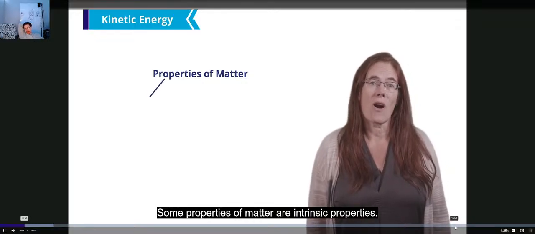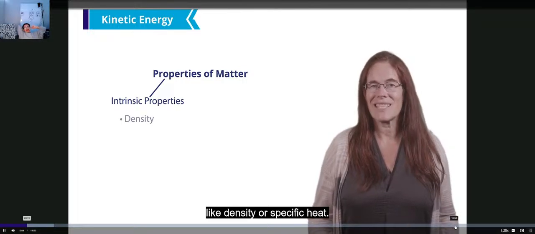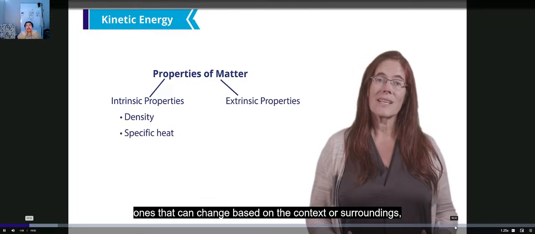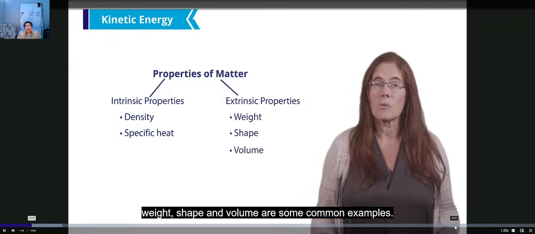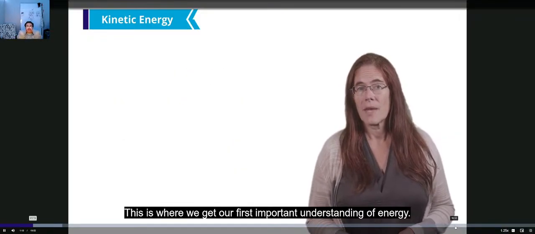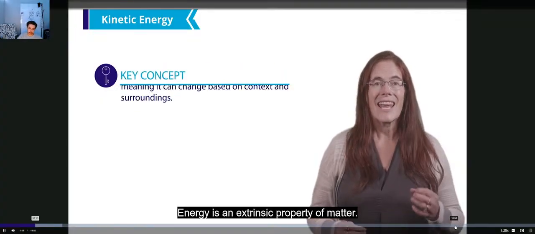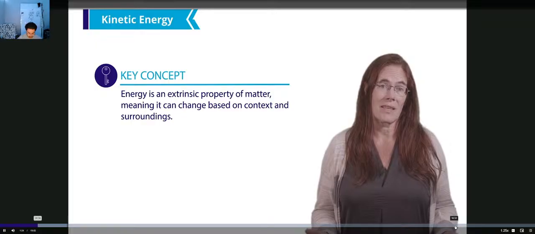Some properties of matter are intrinsic properties. These are the ones that identify a substance, like density or specific heat. There are also extrinsic properties, ones that can change based on the context or surroundings. Weight, shape, and volume are some common examples. This is where we get our first important understanding of energy. Energy is an extrinsic property of matter. It changes based on the context.